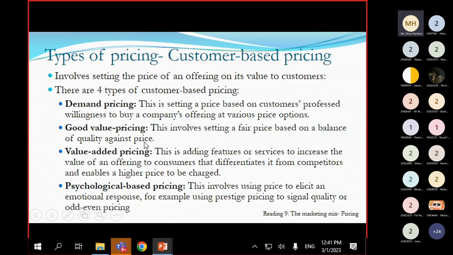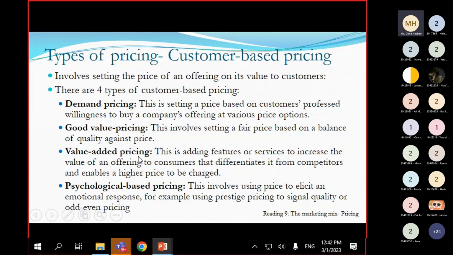Good value pricing. You can price the product in a way that shows the customer that this is a good value. All right? They are getting a good deal. A lot of times we see things at the supermarket, especially, and we say, oh, this is a good value. It's not priced too high. It's a good quality product and it's priced average, so it will be good value.